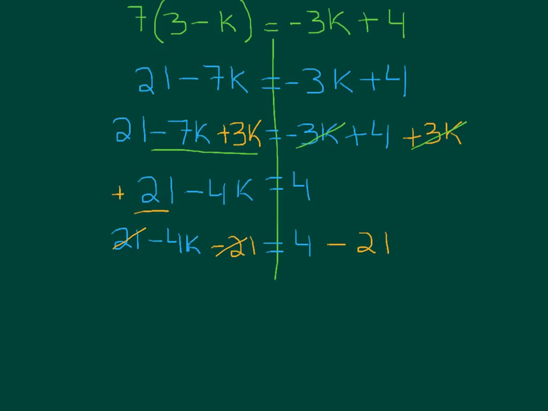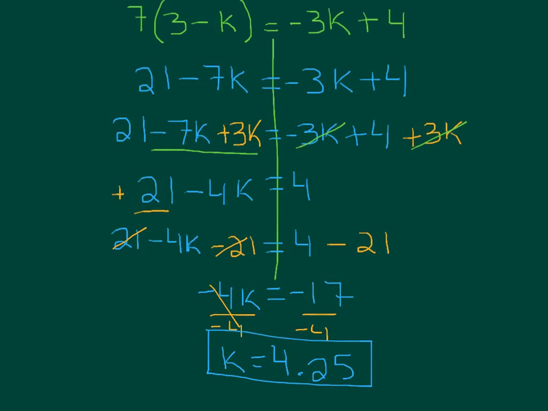So they cancel on the left, and I'm left with a negative 4k. And now I just have to do 4 minus 21, which is negative 17. And now divide both sides by negative 4. And you should get that k equals a positive 4.25.